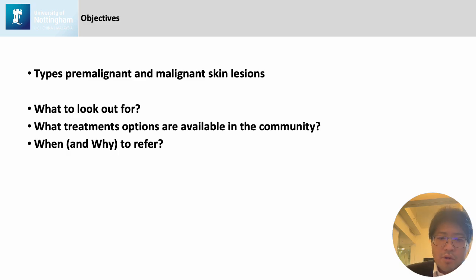So this is what I'm going to cover. That will include the types of pre-malignant and malignant skin lesions, what to look out for, and what treatment options are typically available in the community, and then when and why to refer to secondary care for assessment.